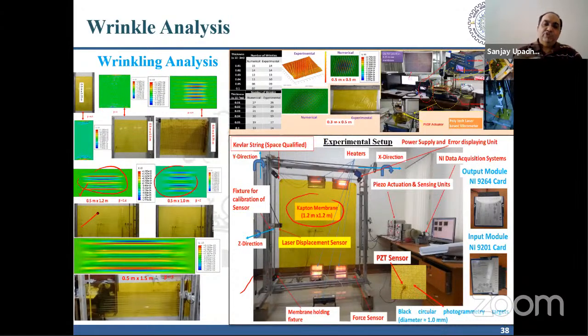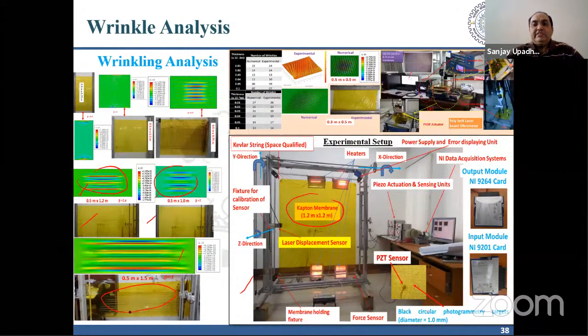Here I am not going into much depth from the technical point of view because there are lots of equations and modeling, but briefly I will introduce how we have controlled the wrinkles. This is the analytical as well as experimental work. As I told you, we have developed a mathematical model. We got the results, and the same results we have compared with our experimental setups. You can observe these wrinkles in the mathematical and the experimental results also.